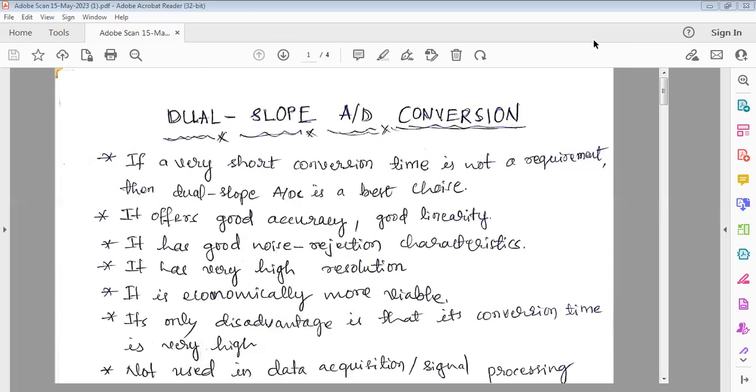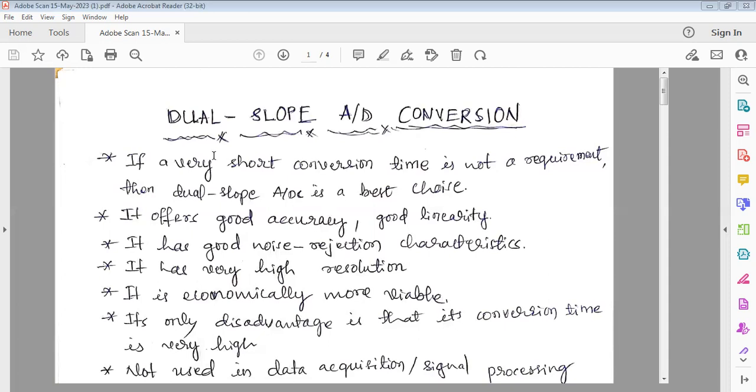So this dual slope analog to digital converter is a very important converter because it has many practical applications. If a very short conversion time is not a requirement, then the dual slope ADC is the best choice. As we have seen in our earlier sessions, conversion time is a very important factor because some circuits have a shorter conversion time, but some of them have a longer conversion time. Always, the shorter conversion time is more preferred, but sometimes even a circuit with longer conversion time is preferred for some other reasons.